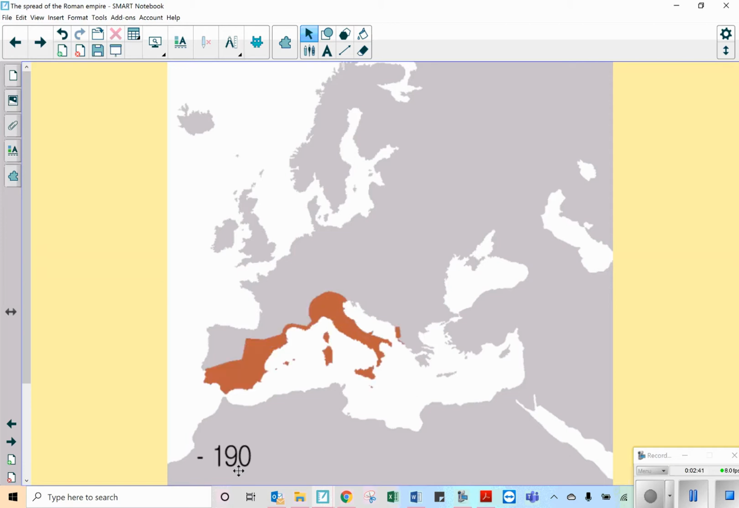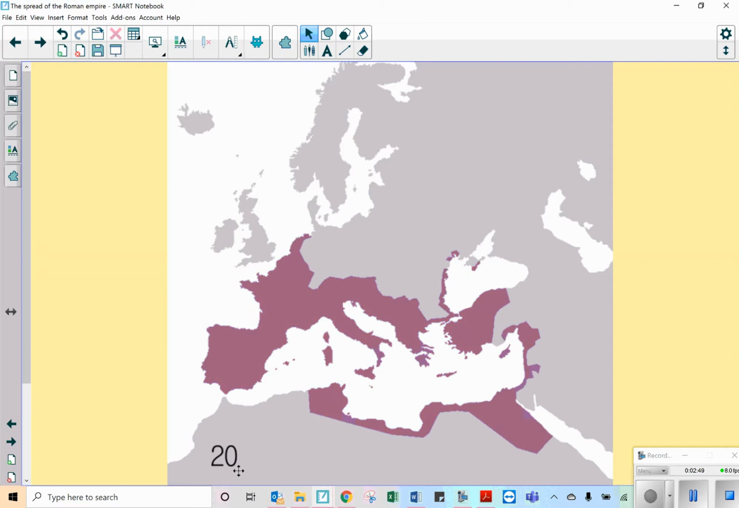So it's quite a good map to have a look at this. It's really interesting watching that spread. You can see how quickly the empire spread over the years, but equally how quickly that empire reduced as well.